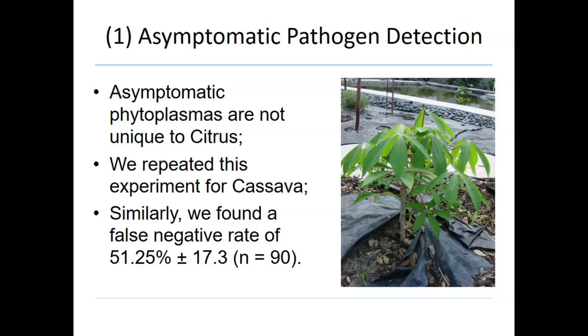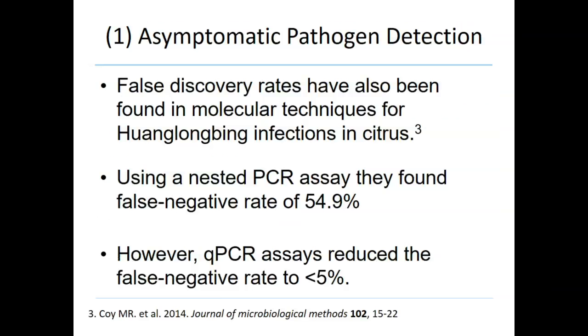And again, we found a very similar story: if you take lots of leaves from the same plant, about half of them will tell you that it's not infected. So again, it's this consistent false negative effect occurring across multiple systems. And it's also been found outside of our lab, so it's not just our lab's problem, for another pathogen of lime called Huanglongbing, the yellow dragon disease that basically devastated lime production across China. And there they used a similar nested PCR assay and found a 50% false negative rate.